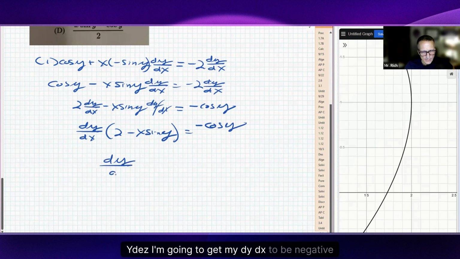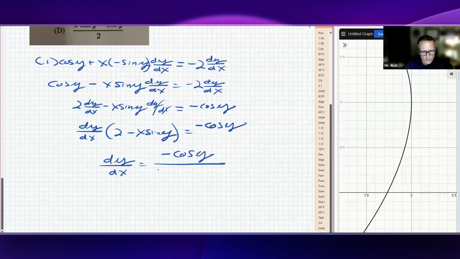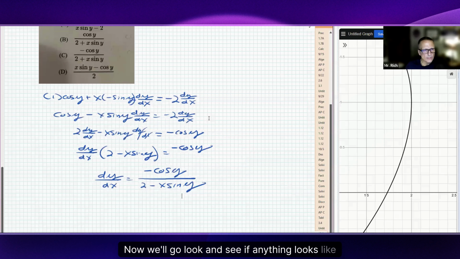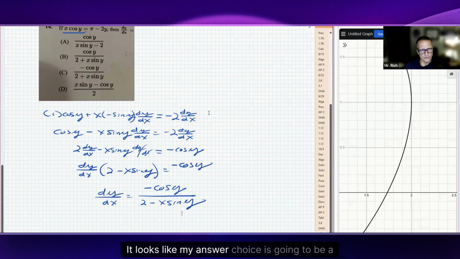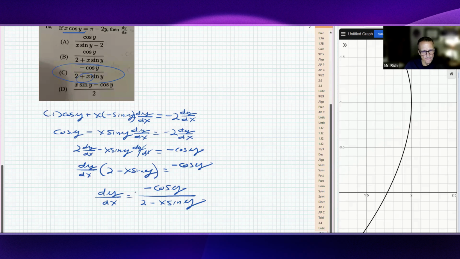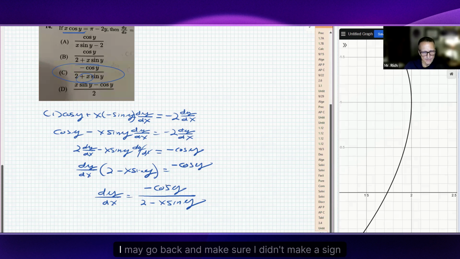I'm going to get my dy/dx to be negative cosine y over 2 minus x times sine y. Now we'll look and see if anything looks like we're close. It looks like my answer choice is going to be A, because they're probably trying to get me to go with C, with the plus down here instead of the minus. And if I'm taking this on an actual test, I may go back and make sure I didn't make a sign error, because this really is my answer at this point, right?